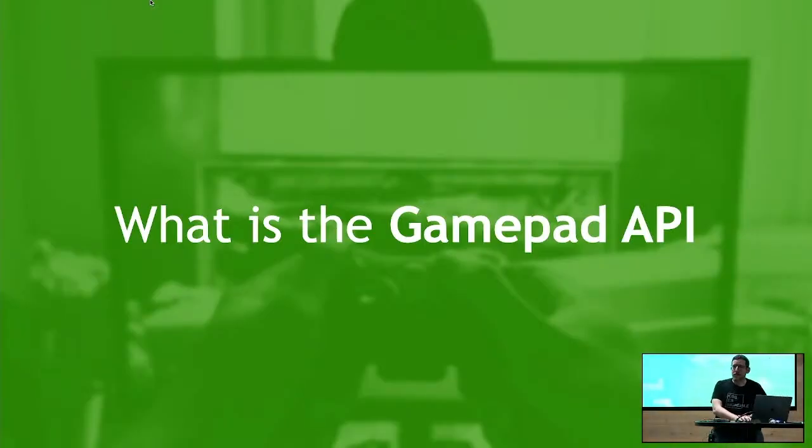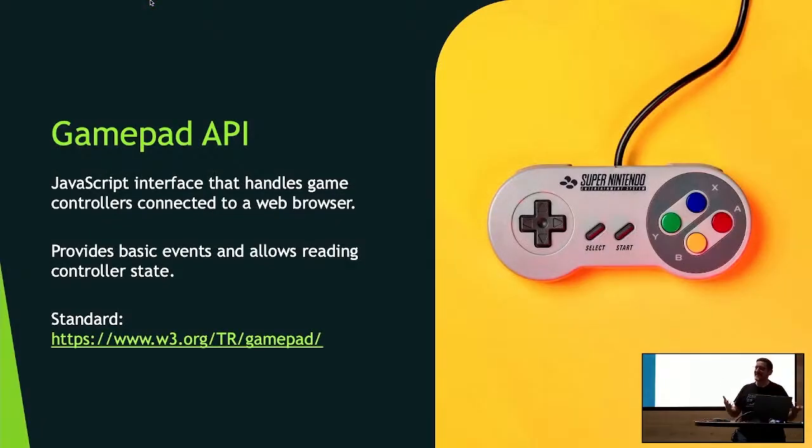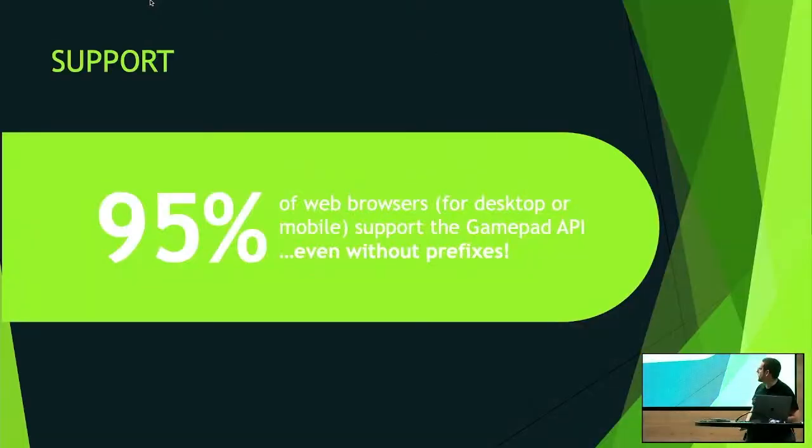So what is the Gamepad API? It's an API, which means that it's an interface. It's a way that JavaScript allows us to handle and manage game controllers connected to the browser. And this is important, not only to the computer, but to the browser in particular. So we're going to be able to read the information from the game controller using JavaScript, and it doesn't matter which browser we're using.